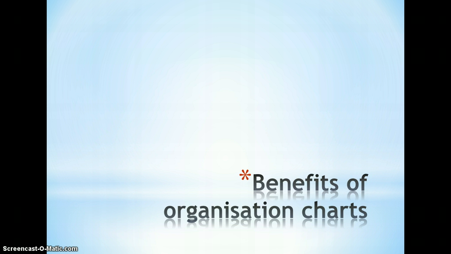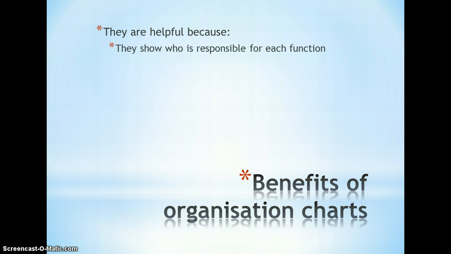Now, what would be the benefit of having this diagram? Well, basically, they show who is responsible for each function. So we can see the managing director is responsible for those functional directors. We can see the HR director is responsible for payroll. The sales come under the marketing director, and so on. We can see who does what. It also shows what the person is accountable for because there's a job title attached to it. So the payroll manager is responsible for payroll within the human resources department.